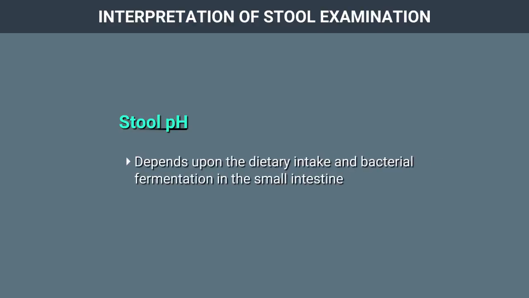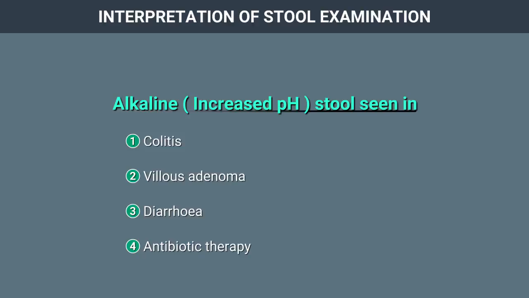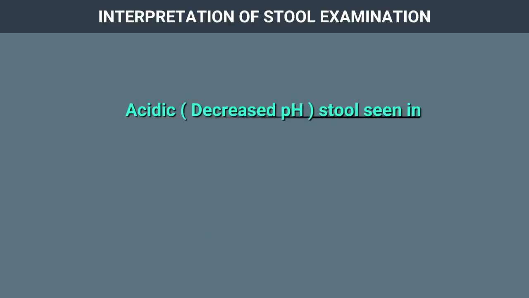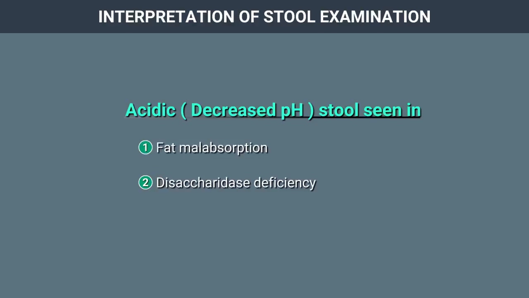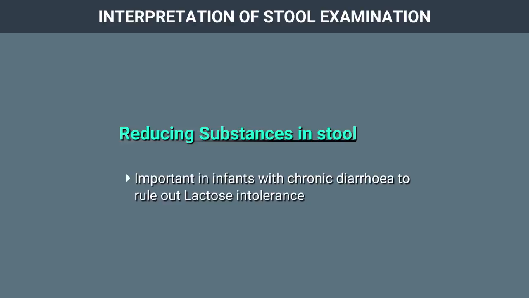Stool pH depends upon the dietary intake and bacterial fermentation in the small intestine. Alkaline stools can be seen in cases of colitis, villus adenoma, diarrhea, and antibiotic therapy. Acidic stools may be seen in cases of fat malabsorption, disaccharide deficiency, and carbohydrate malabsorption. Reducing substances in stool are important in infants with chronic diarrhea to rule out lactose intolerance.